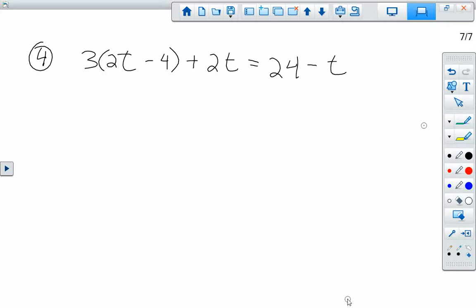All right, so the only difference on this one is the parentheses there on that left-hand side. But what did you learn to do when you saw those parentheses like that? Distribute. So you're going to be working on distributing here. Okay? Don't forget to distribute the 3. This 3, that's a multiplication there. It's getting multiplied by the 2 and then multiplied by this. Okay, so 3 times 2 is 6t.